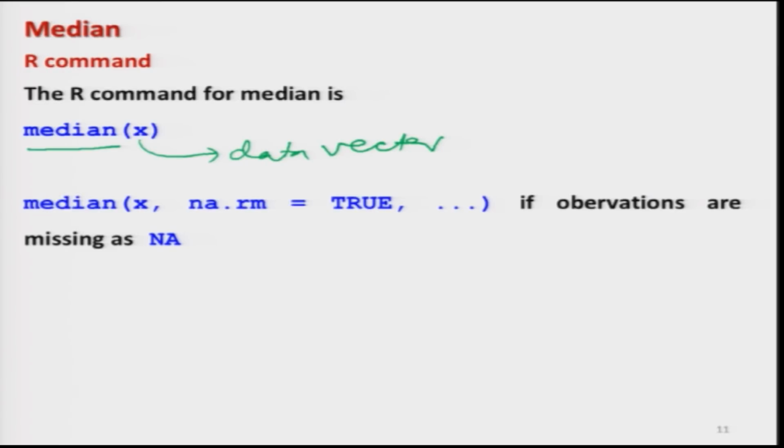But here I would certainly like to address how you compute the median in case some data is missing, represented here as NA. In that case, use the same command median, give the data vector, and use the option na.rm is equal to TRUE. This will give you the value of the median.